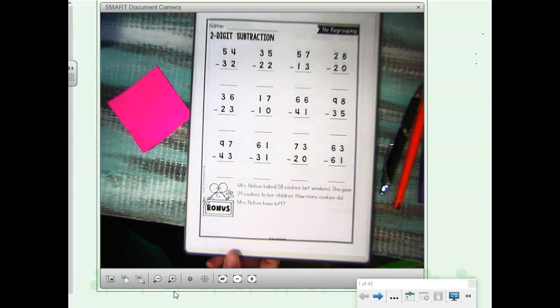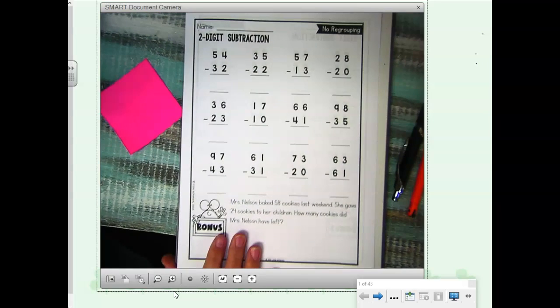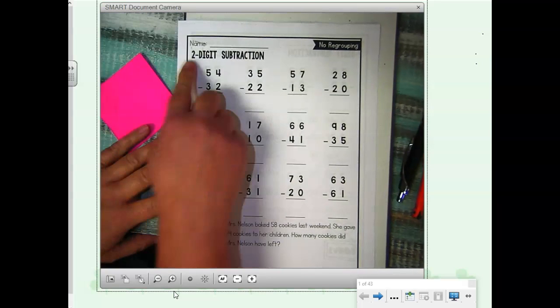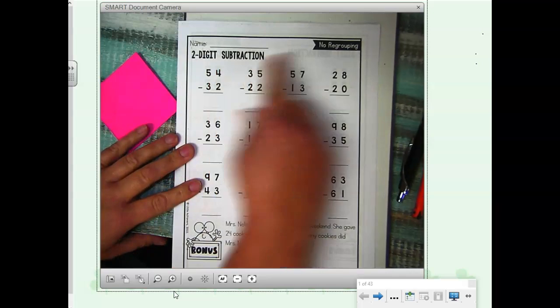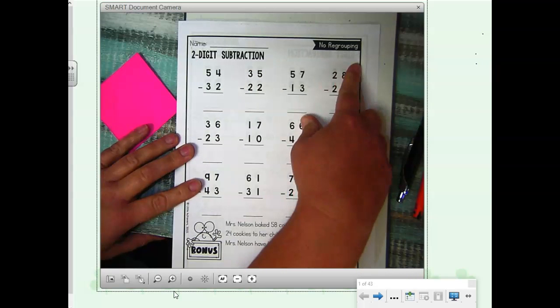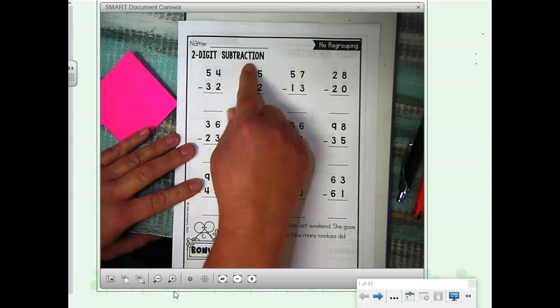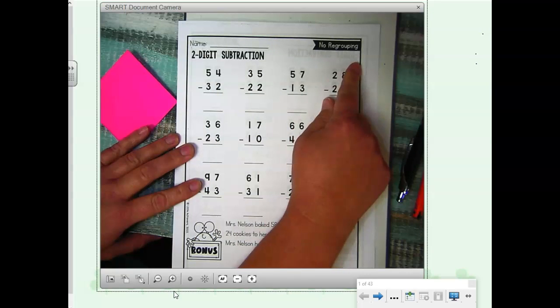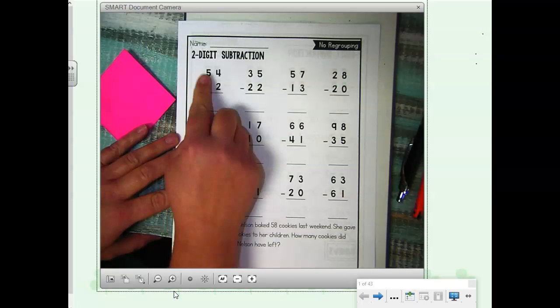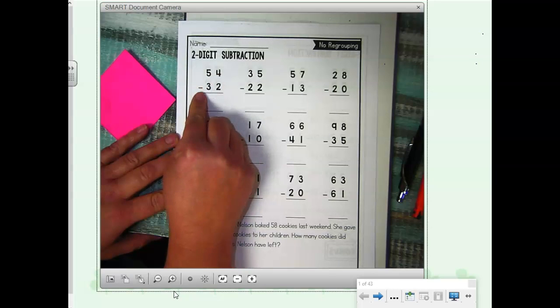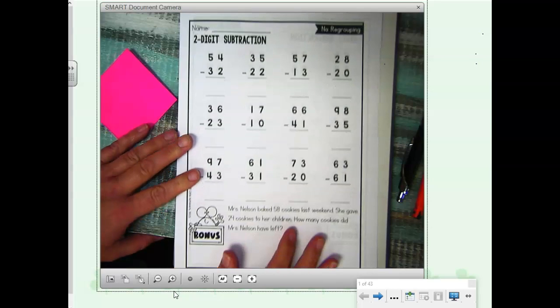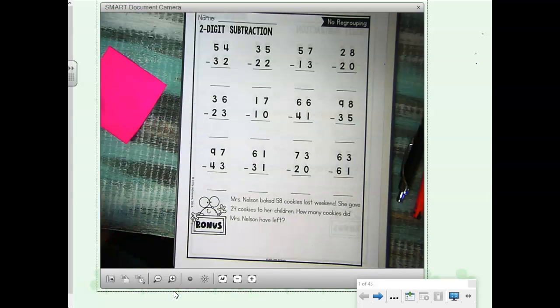All right, so you have your froggy at the bottom. You've had a couple of these packets before. It says two-digit subtraction, no regrouping, at the top. The first problem on the page is 54 minus 32. All right, so find that packet. Pause the video and find your packet. All right.